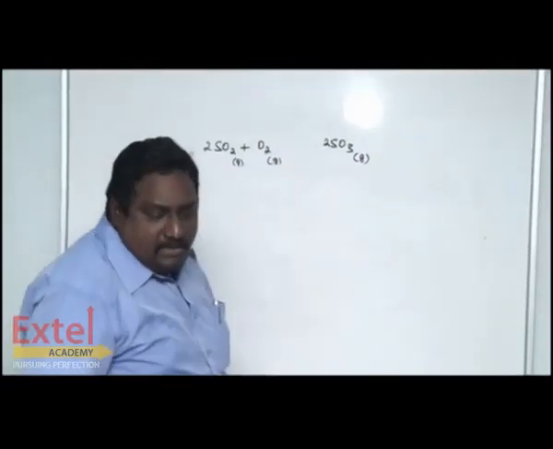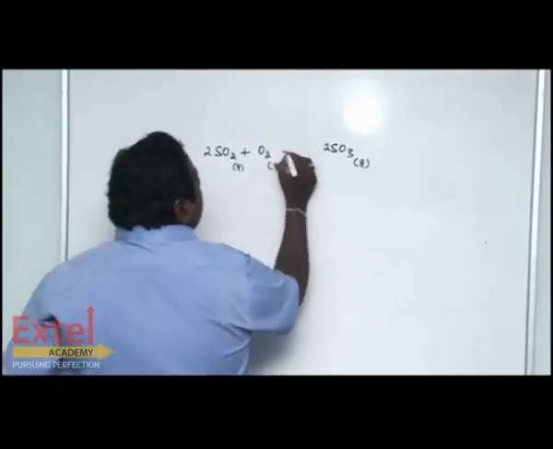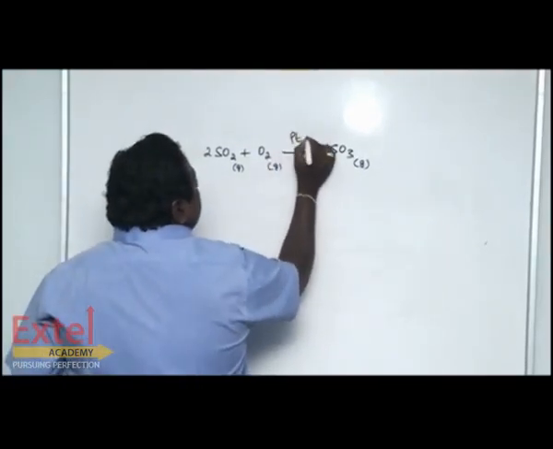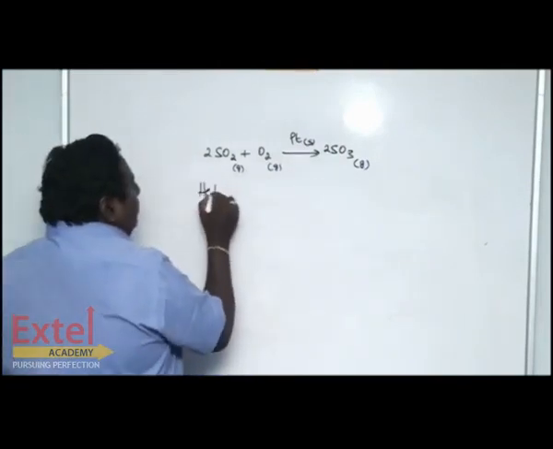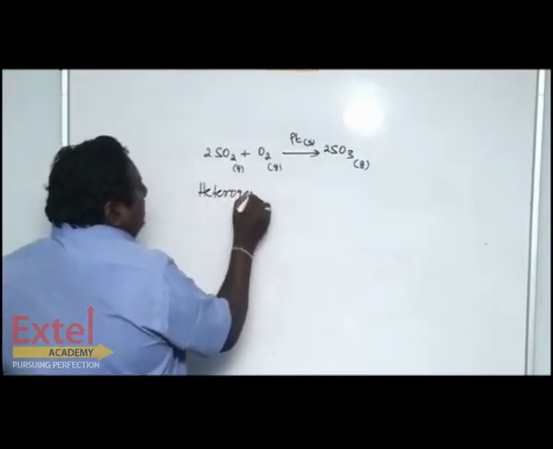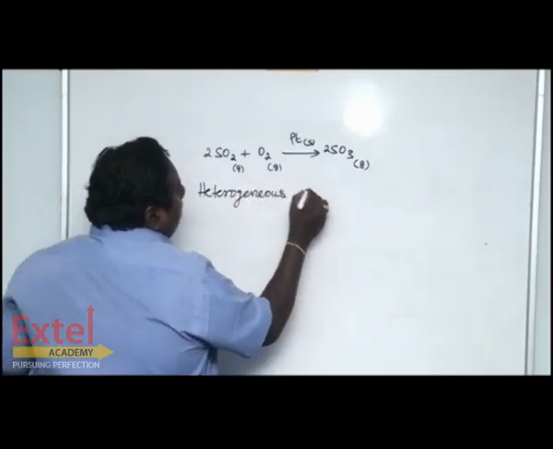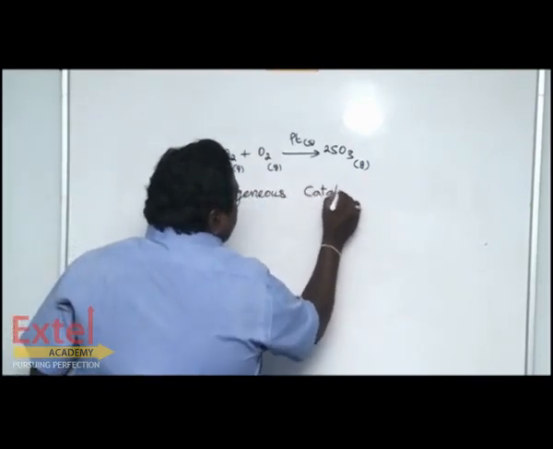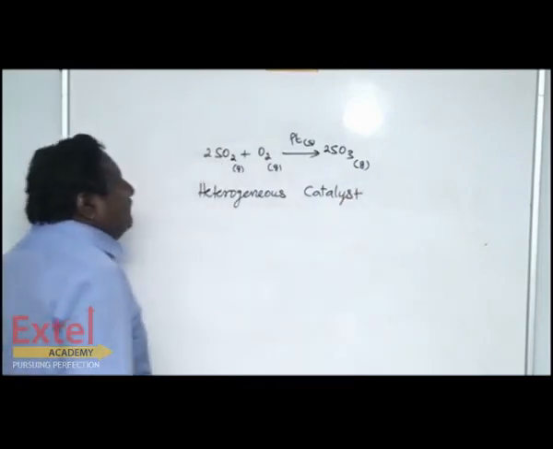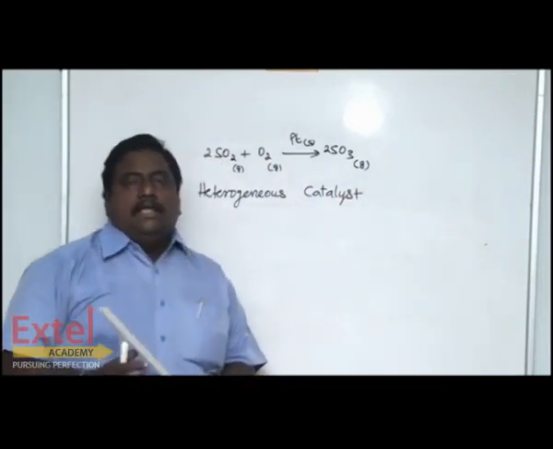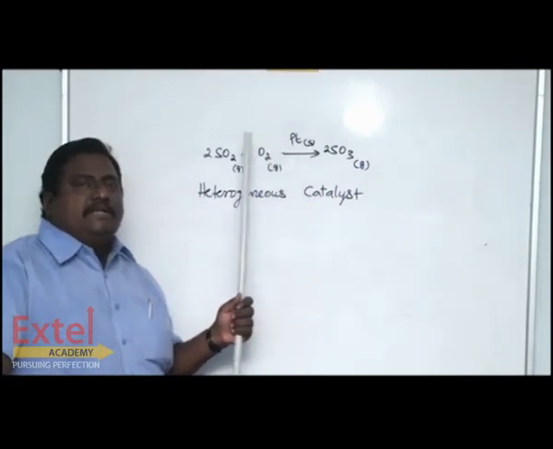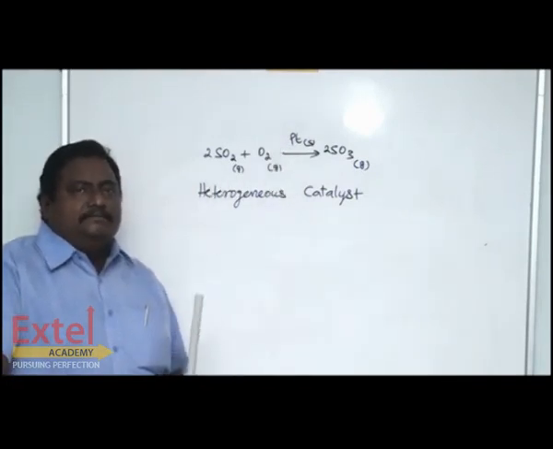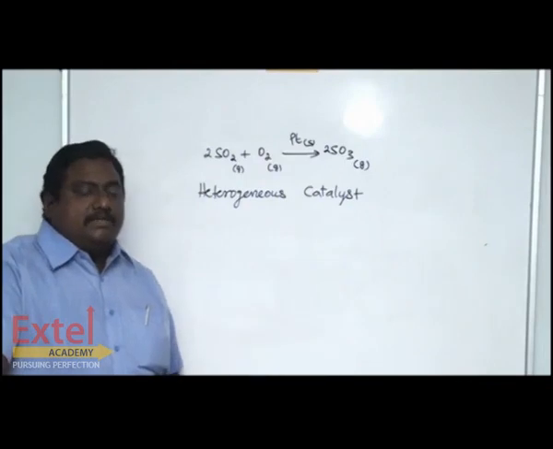2SO3, could proceed in the presence of platinum, which is in solid state. It is called a heterogeneous catalyst. In a heterogeneous catalyst, the catalyst is in a different state from the reactant and product. Same reaction, SO3 formation.